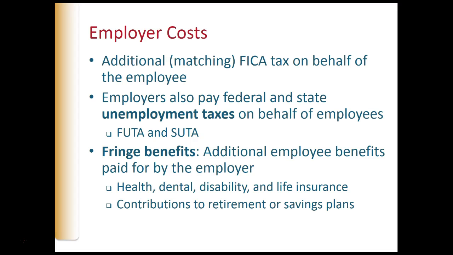Under the State Unemployment Tax Act, which is SUTA, in many states the maximum state unemployment tax rate is 5.4%, but many companies pay a much lower rate based on past employment history. Additional employee benefits paid for by the employer are referred to as fringe benefits. Employers often pay all or part of employees' insurance premiums and make contributions to retirement or savings plans.